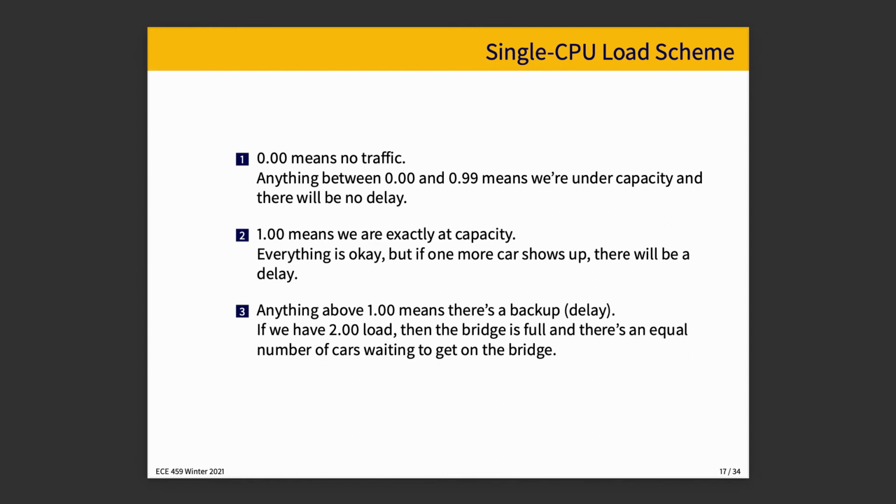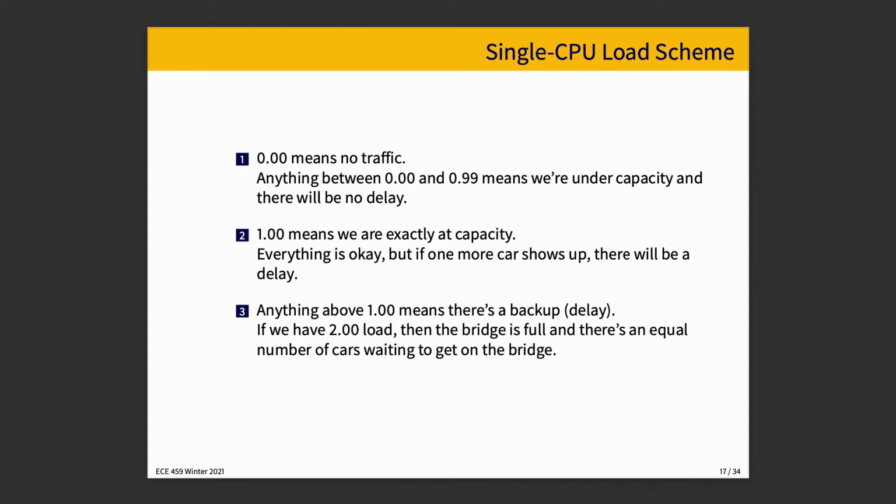Okay, so if your single CPU load looks like 0.00, as reported by top or htop, it means there's no traffic. No cars, nobody's using it, nothing's using the CPU right now. And anything between 0.00 and 0.99 means we are below capacity, and there will be no delay. If a new task shows up right now and wants to run, and CPU usage is 0.5, no problem. CPU usage goes up to 0.6. There's no delay. We're not maxing out the CPU. There's no problem.